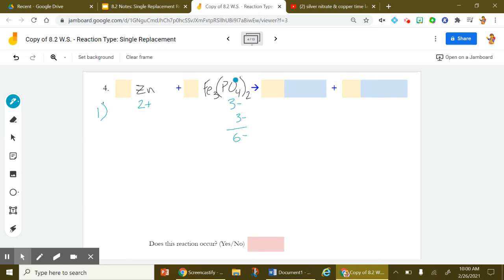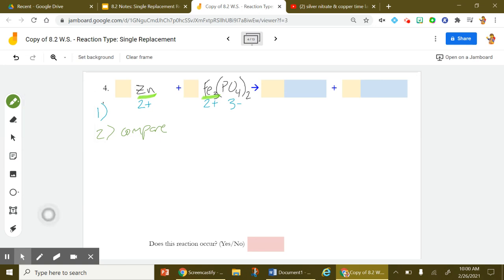And if you've got 3 irons here, that means each iron must be 2 plus. Okay, so there we go. We got the charges. Next step, all right, is to compare. We're going to compare the like charges here. So in this case, I'm going to compare the positive zinc to the positive iron.